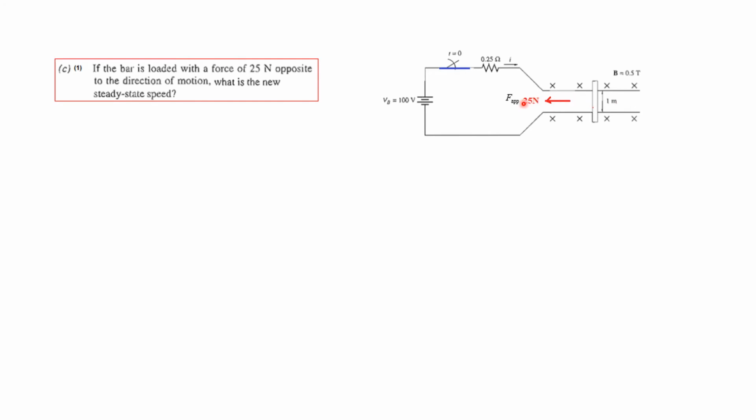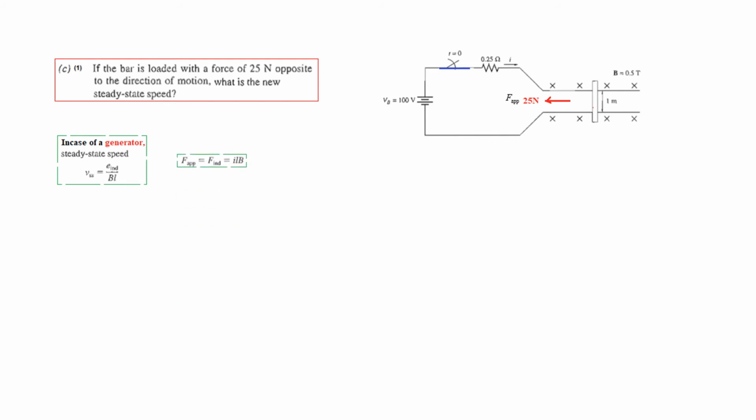Now we come on to the third part. If the bar is loaded with a force of 25 Newton opposite to the direction of motion, what is the new steady state speed? Okay, so this is the bar. It was moving right, so we are loading it with a force of 25 Newton, or let's say we are attaching a load of 25 Newton forcing it to the left. So this is called applied force. And in case of a generator, the V_SS speed will now change to E induced over BL instead of VB over BL. We have to keep this in mind.